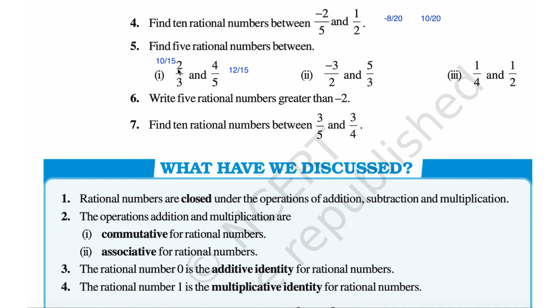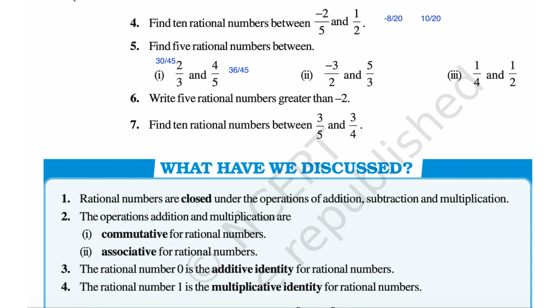Multiply with 2: 20 by 30 and 24 by 30. You got again only 3. Multiply with 3: 30 here, 36 here. Multiplying with 3, you get 30 by 45 and 36 by 45. Yes, 31, 32, 33, 34, 35. You got exactly 5 rational numbers between them: 31 by 45, 32 by 45, like that.